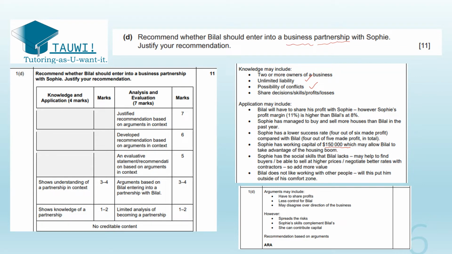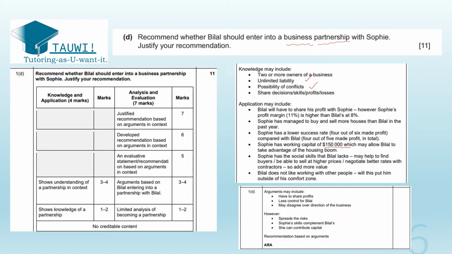Right. So your arguments and your application, now you're going to argue pros and cons. They have to share profits. There's less control for Bilal. That could be bad for him. He wants to be his own manager. They may disagree on the direction of the business, but, and this is the pros, they can spread risks. Sophie's skills complement Bilal's, and she can contribute capital.